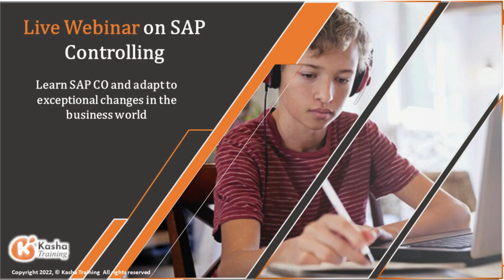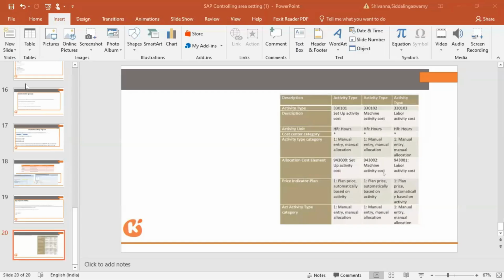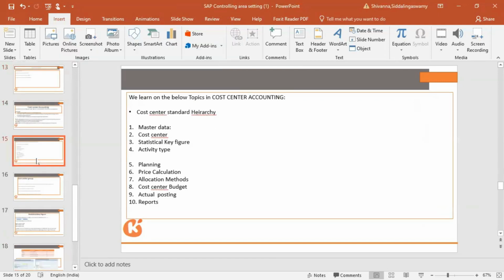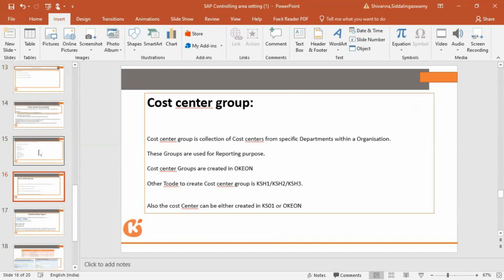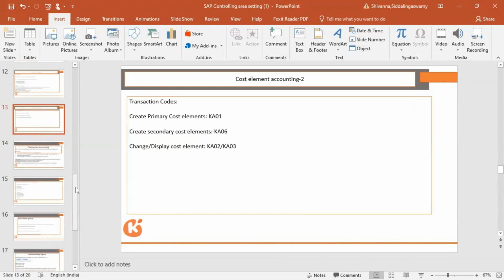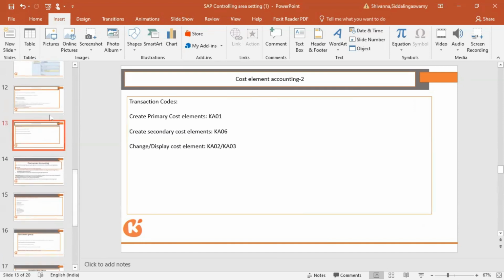Today in today's class, let me share my screen. We will be going through the cost element accounting, followed by cost center accounting. After cost center accounting, we'll be learning about activity types as well as statistical key figures for today. And then in the next class, we'll be learning about cost center planning. So this is the agenda.